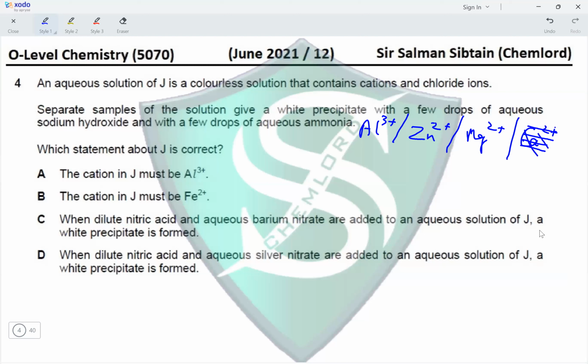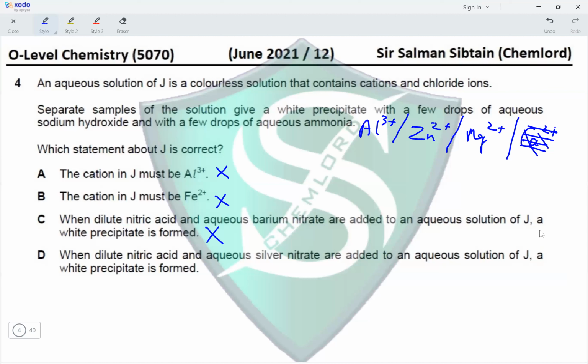No, we have a choice. It could be either of these three: aluminium, zinc, or magnesium. The cation in J must be Fe2+. There is no green color in the precipitate involved, so it is not Fe2+. When dilute nitric acid and barium nitrate are added to an aqueous solution of J, a white precipitate is formed. This will only happen if sulfates are present, and they have clearly stated that chlorides are present.